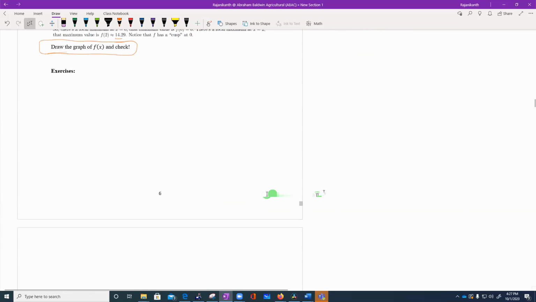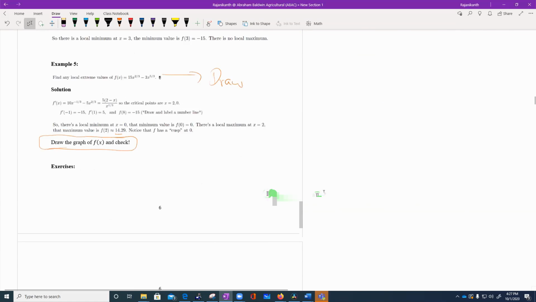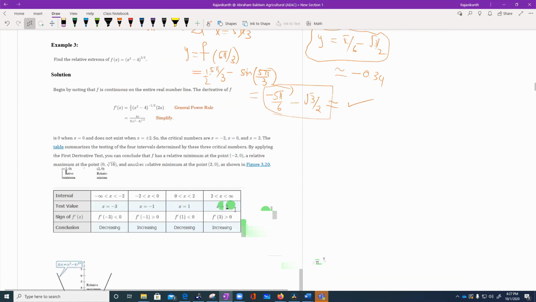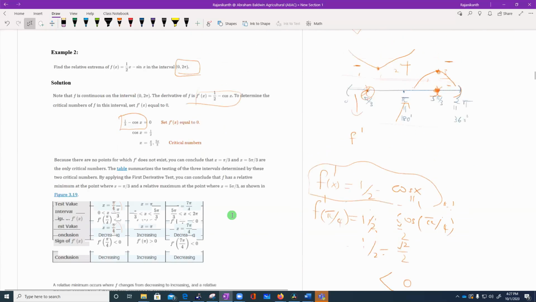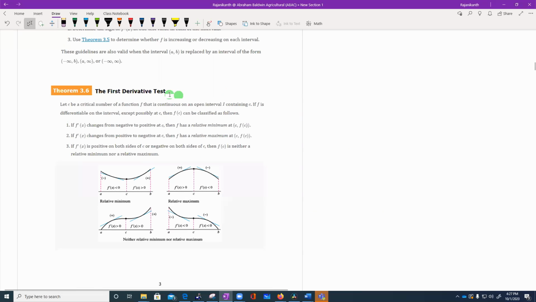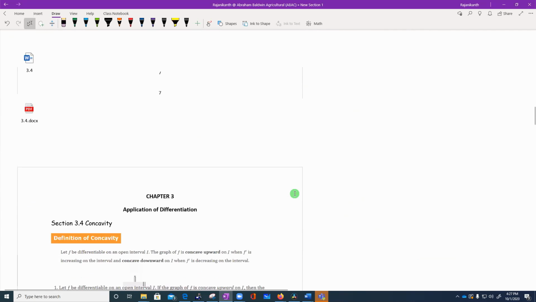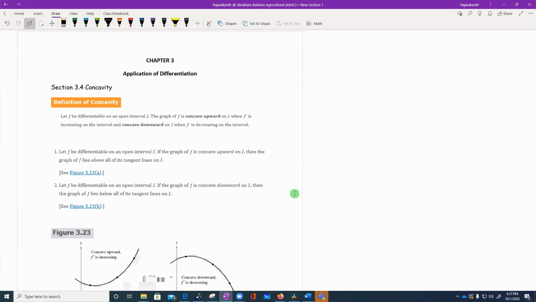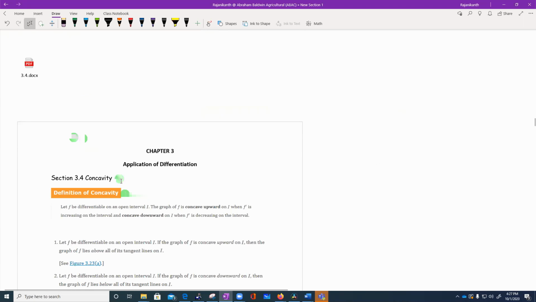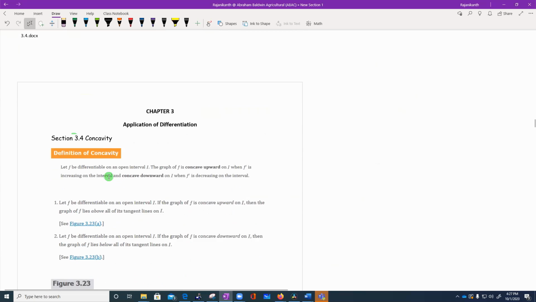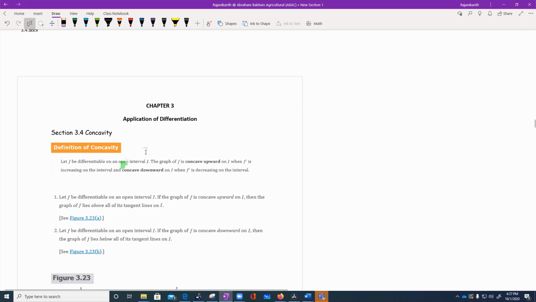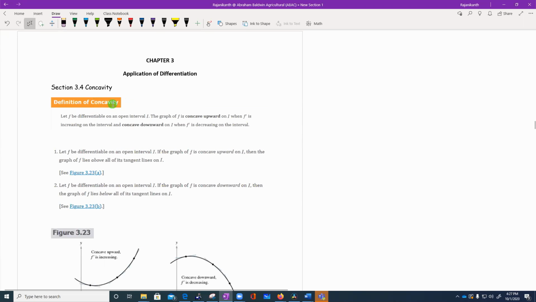So this is all about finding the relative max and min by using the first derivative. That is why we call this the first derivative test. Let's move on to the next one, 3.0. This is about identifying the concavity of the graph. So what is the definition of concavity?